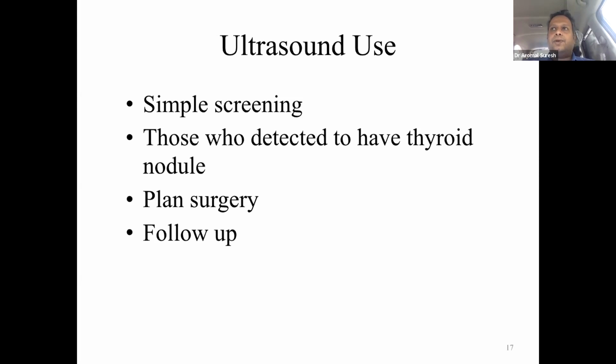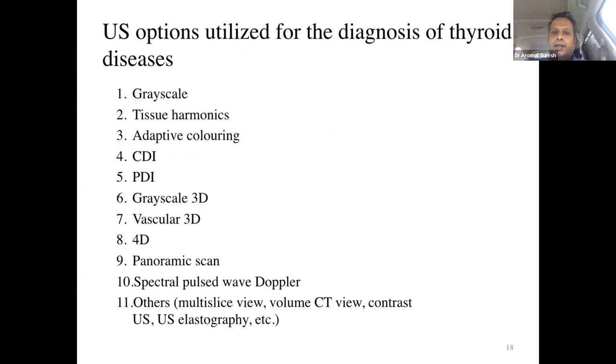Second thing, in a follow-up patient, you can look at even the seroma. You can have an assessment, and after post-op, at every visit we can have an ultrasound to look for any recurrences, whether lymph nodes are there. So whenever you are talking about ultrasound, we should know how to use it properly.